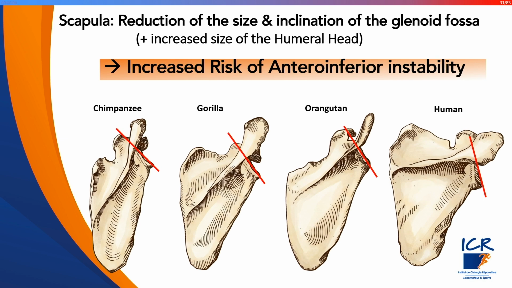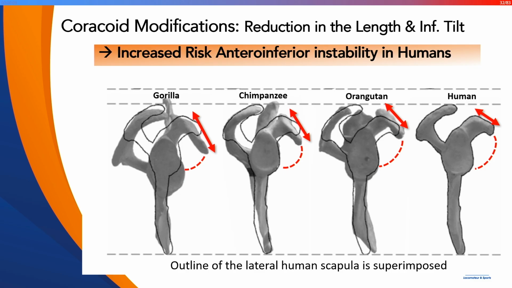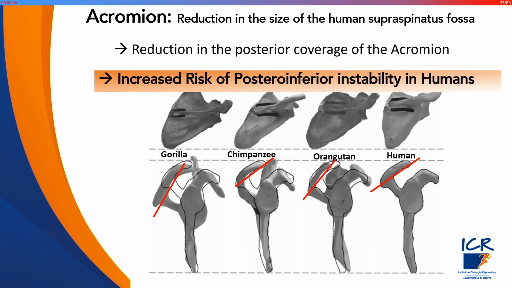You see there is first a different orientation of the glenoid surface, which looking initially upward is now looking downward, number 1. Number 2, and this is very interesting, there is modification of the coracoid. There is reduction in the length and in the inferior tilt of the coracoid. You see from the gorilla to the chimpanzee to the orangutan to the human, the coracoid becomes smaller and more horizontal. So opening a window there for anterior instability. But the thing is that it happened also posteriorly. The acromion from the gorilla to the human goes from posterior and vertical to anterior and horizontal.